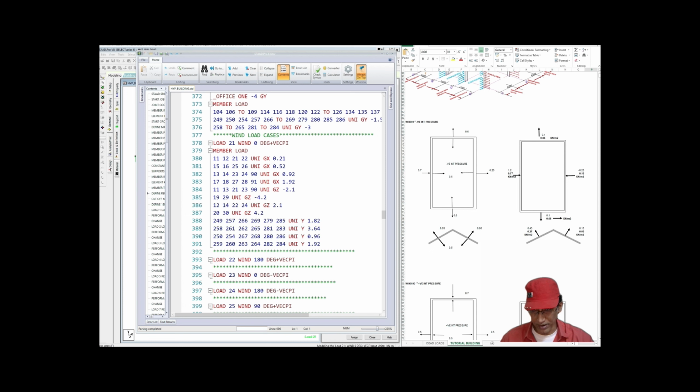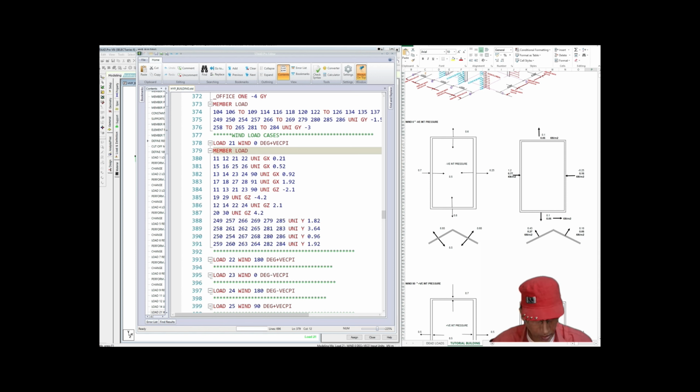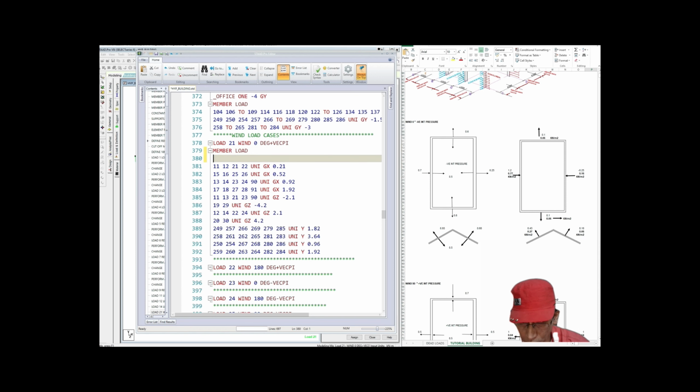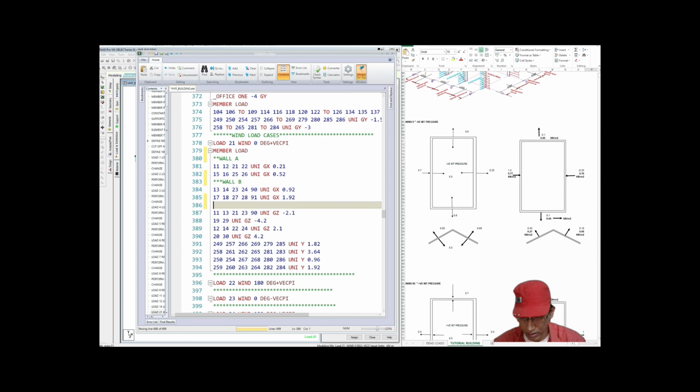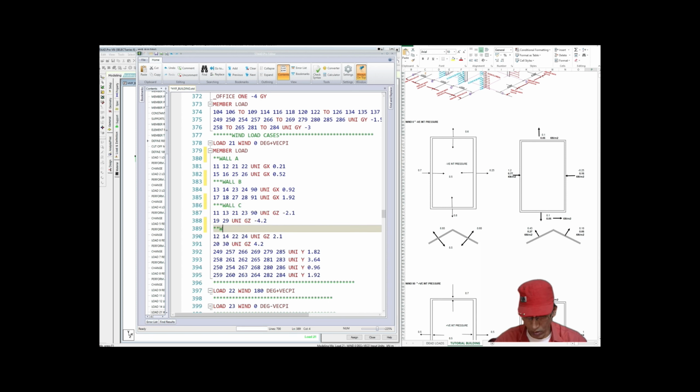So let us first classify with comment line which load has been applied to which wall. The first 2 load cases we know is wall A. Let us put a comment line, wall A. Then the third and fourth are wall B. Then fifth and sixth are wall C. Seventh and eighth are wall D.